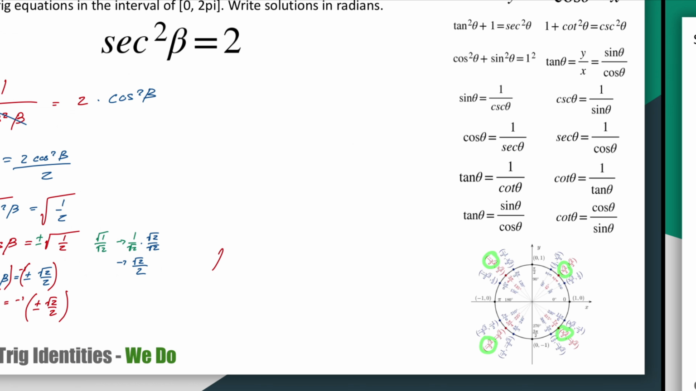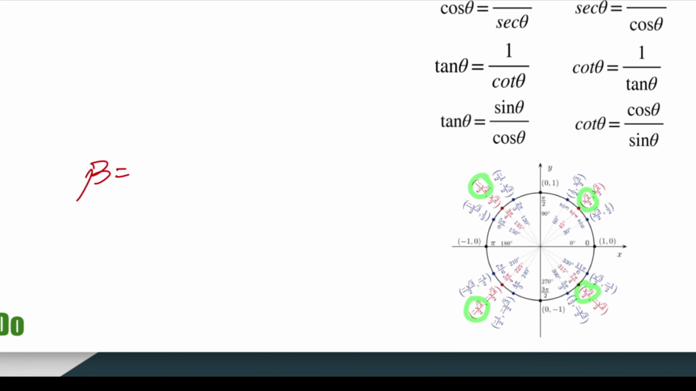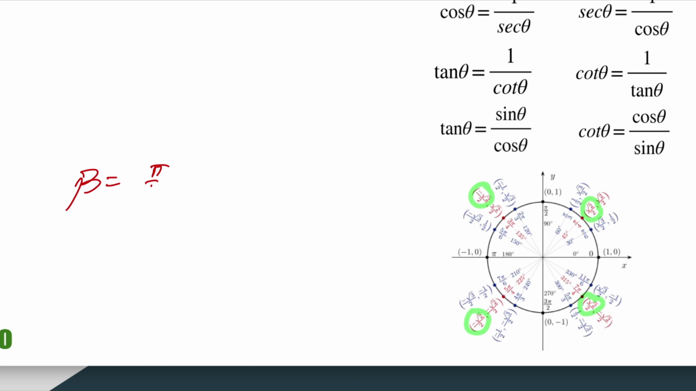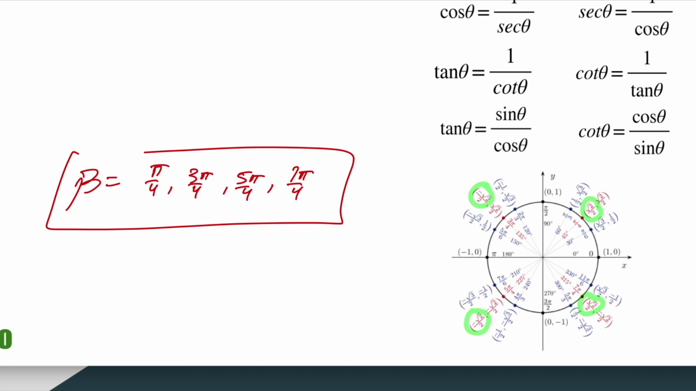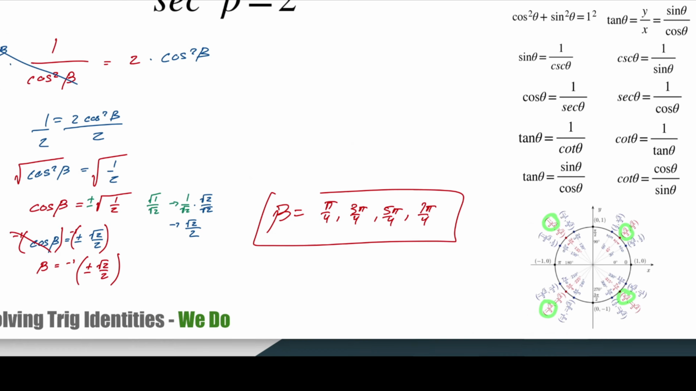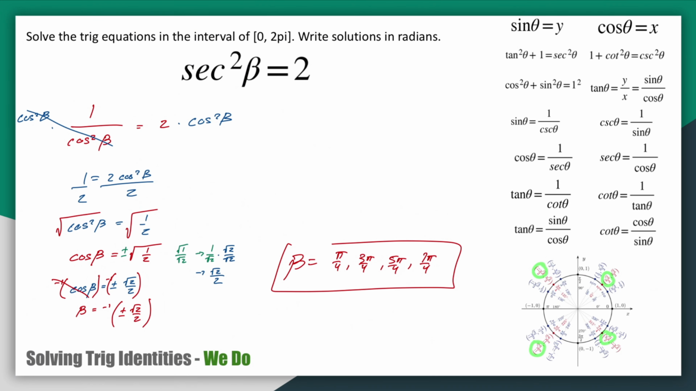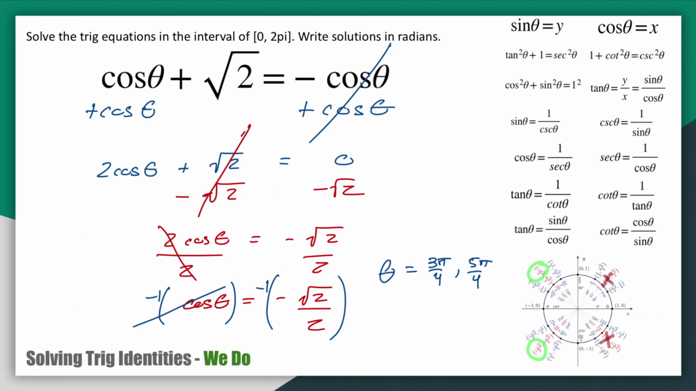Okay, so beta is equal to pi over 4, 3 pi over 4, 5 pi over 4, 7 pi over 4, and you have 4 answers. Okay? These things are going to happen more often when you see that square root. And this one, you didn't see that. We could only go off of that it was just negative because there was no square root of 2.